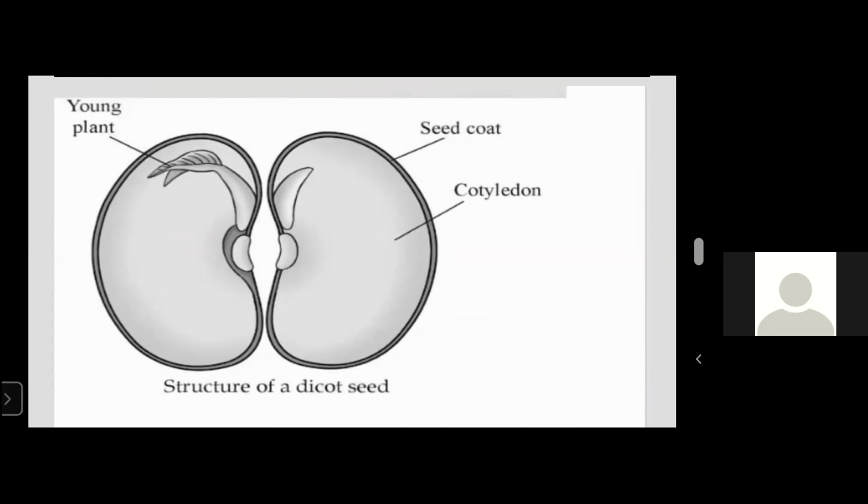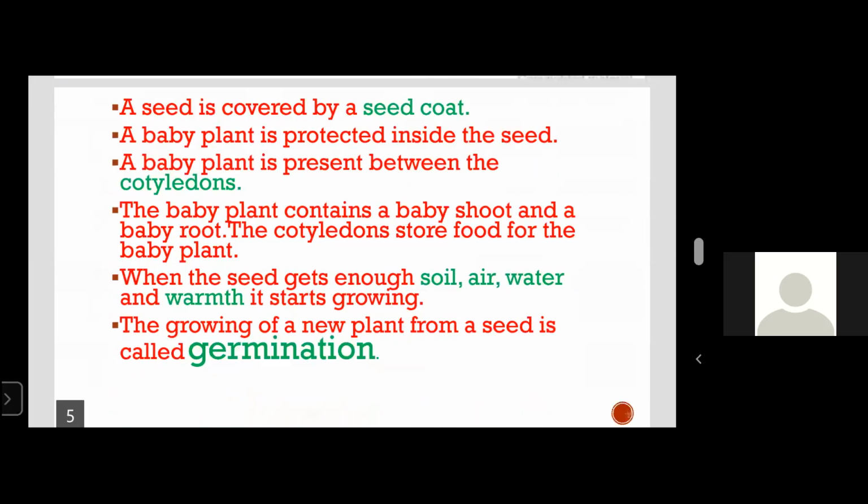Here we see the seed coat. Yes, the cotyledons. The seed has two cotyledons. And from the middle of the seed, a young plant arises from it. So now we see in detail about each part of the seed.